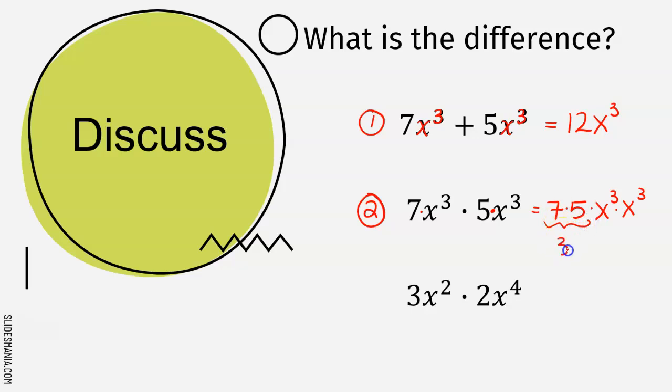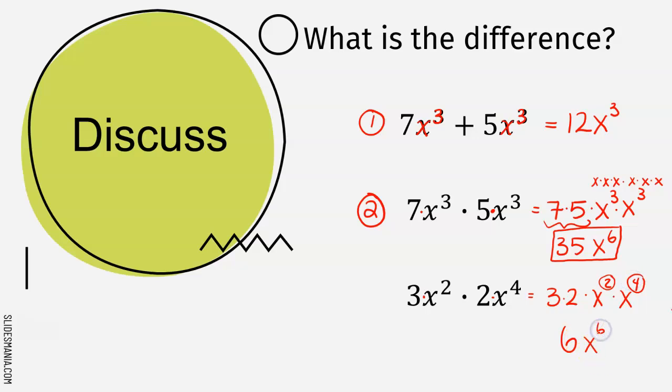7 times 5 is 35. And now x to the third is x times x times x, and the second x to the third is x times x times x, so I really have x to the 6th. What's kind of cool about multiplication is that you do not need to have the exact same term. We do need to have the same base though. But in this problem, I could multiply the 3 and the 2 together, and then because I have the same base, I could add those exponents together to get x to the 6th.